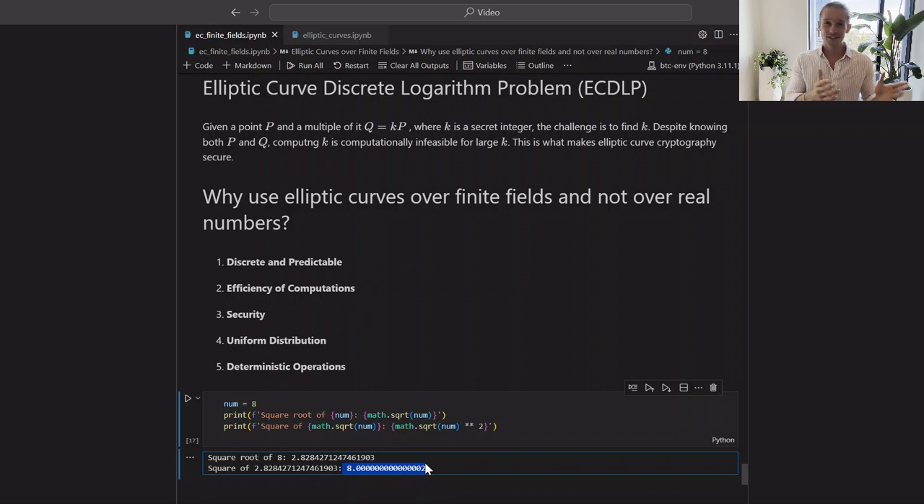Okay, you've now understood everything that there is to know about elliptic curves over finite fields, and we can finally talk about the actual curve that Bitcoin uses. I'll see you in the next video.